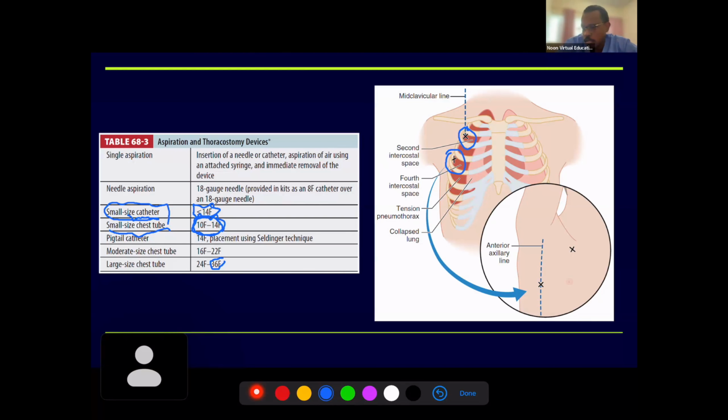Any other question? Any other question? Osama Din uploaded the chest X-ray. I think you managed this patient, Osama Din?